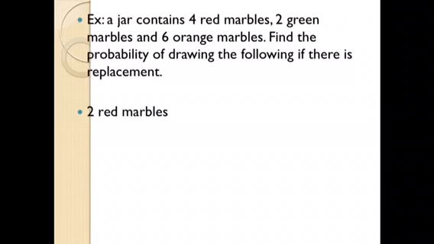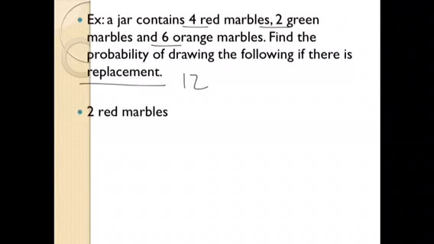Alright, here we have another classic example using marbles in a jar. So the first thing we want to establish is what is our sample space, or how many marbles are there in the jar. So we know there are 4 red, 2 green, and 6 orange. That gives us a total of 12 marbles. So that's going to be our denominator. We also know that we are replacing the marble, which is important because once we draw it, we put it back in. This means that every time we draw a marble, we have the same probability of getting every color.